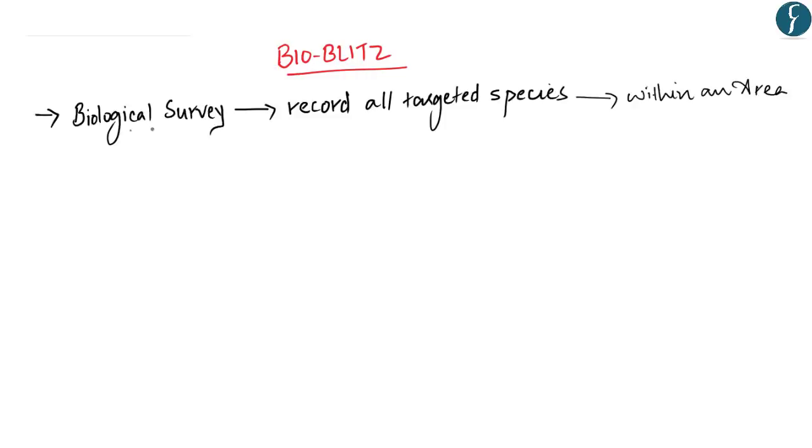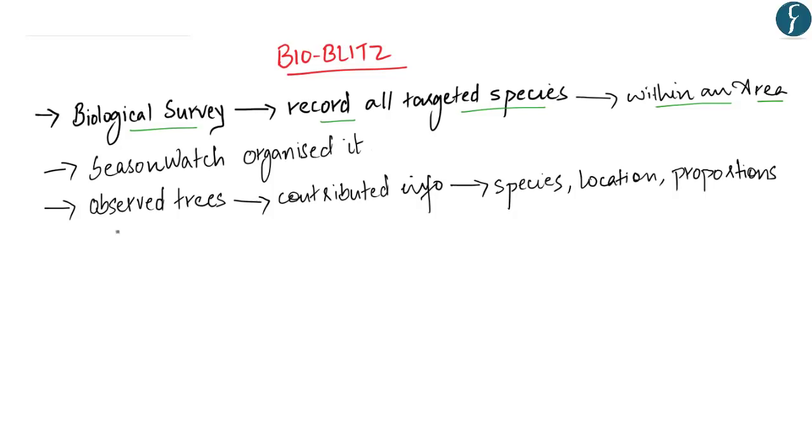Bio-blitz are a kind of biological survey where the participants try to record all the targeted species within an area. This Bio-blitz was organized under Seasons Watch, which is a citizen science program of Bengaluru's National Centre for Biological Science. Under this Bio-blitz, the participants observed various trees in their neighborhoods as well as campuses and then contributed information on various parameters such as the species, the location, as well as the proportion of flowers, fruits and leaves.